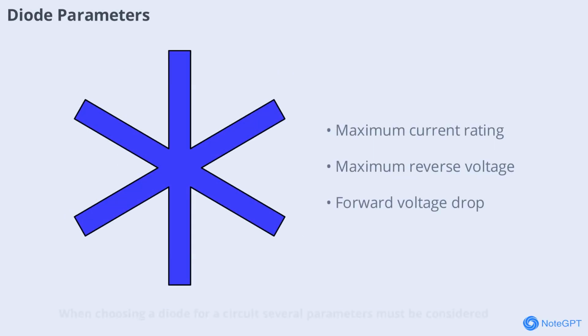In choosing a diode for a circuit, several parameters must be considered. These include the maximum current it can handle, the maximum reverse voltage it can withstand, and its forward voltage drop. Understanding these parameters ensures that the diode will function correctly and reliably in its intended application.